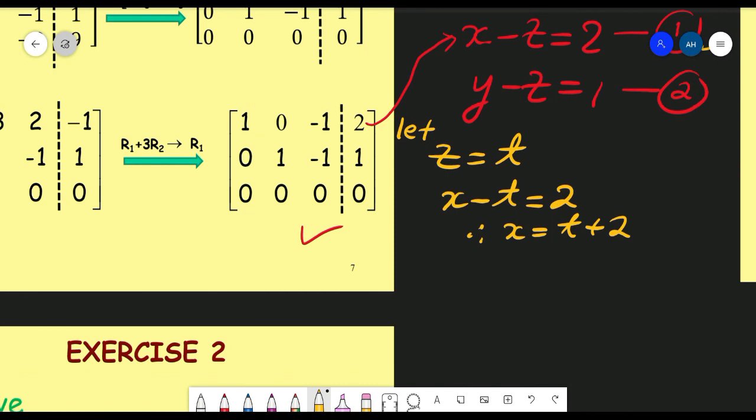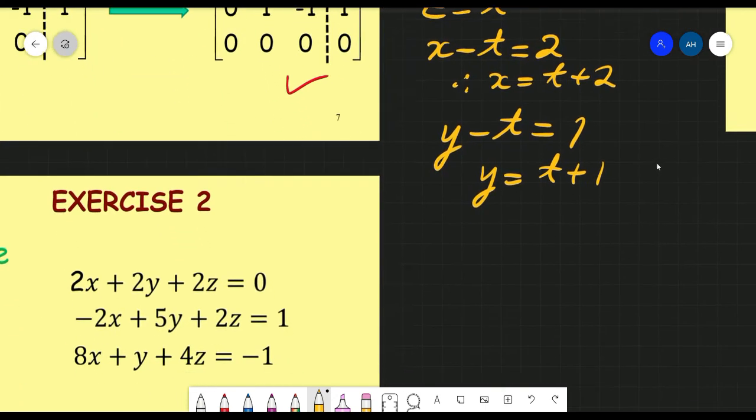From the second equation, we have y minus z equal to 1. So y minus z, and z is equal to t. I substitute z equal to t in the second equation. So y minus t equal to 1. Therefore, now I have y equal to t plus 1, right? So this will be the solution. That is x equal to t plus 2, z equal to t, and y equal to t plus 1.